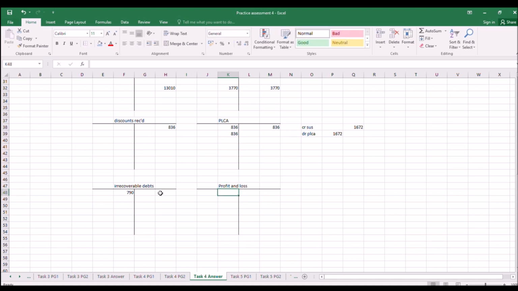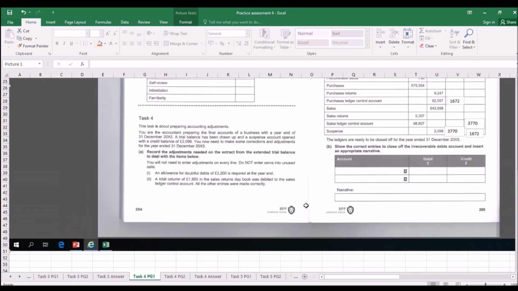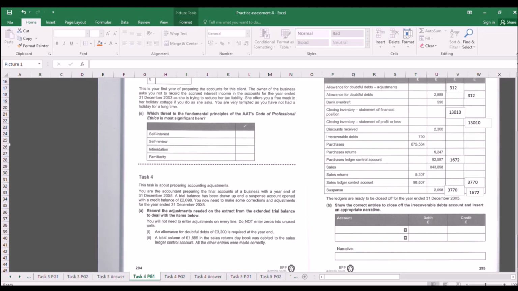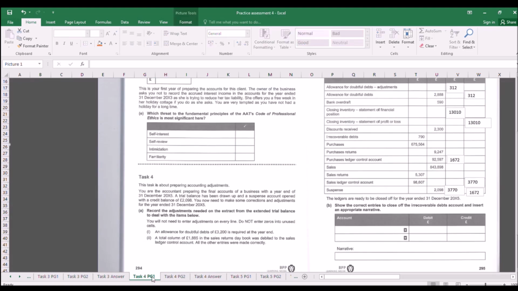So what we're going to do is credit irrecoverable debts, and debit profit and loss account, and that's going to be the transfer of irrecoverable debts to the profit and loss account. So irrecoverable debts, credit, profit and loss account, debit, and transfer or close down in the profit and loss account. So yes, it's just a transfer from this account here into this account here.